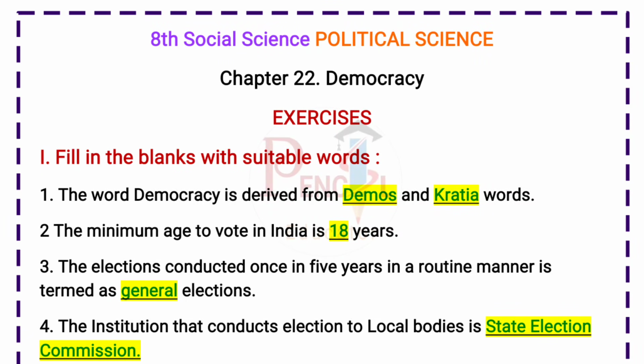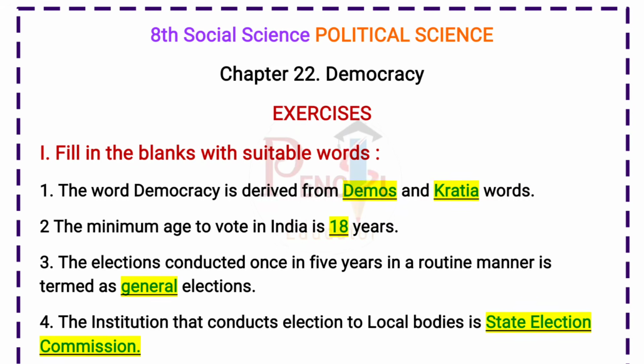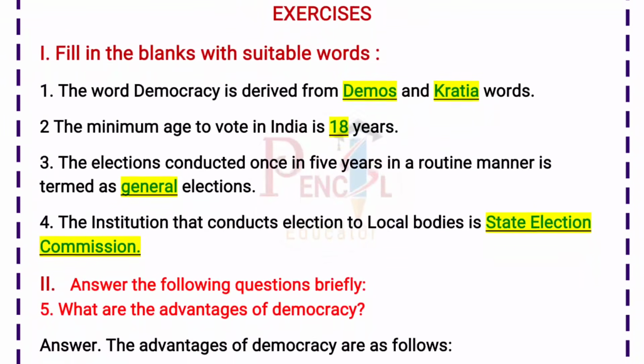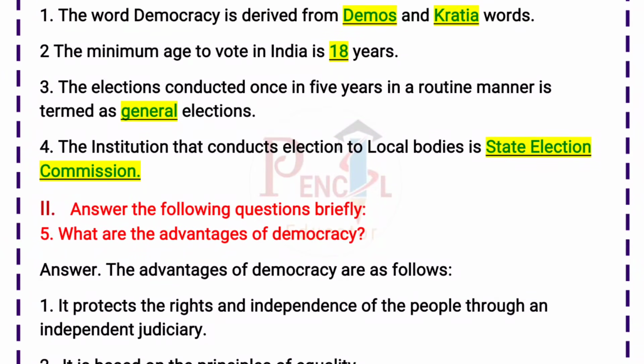1. The word democracy is derived from demos and kratos words. 2. The minimum age to vote in India is 18 years. 3. The elections conducted once in 5 years, in a routine manner is termed as general elections. 4. The institution that conducts election to local bodies is State Election Commission.